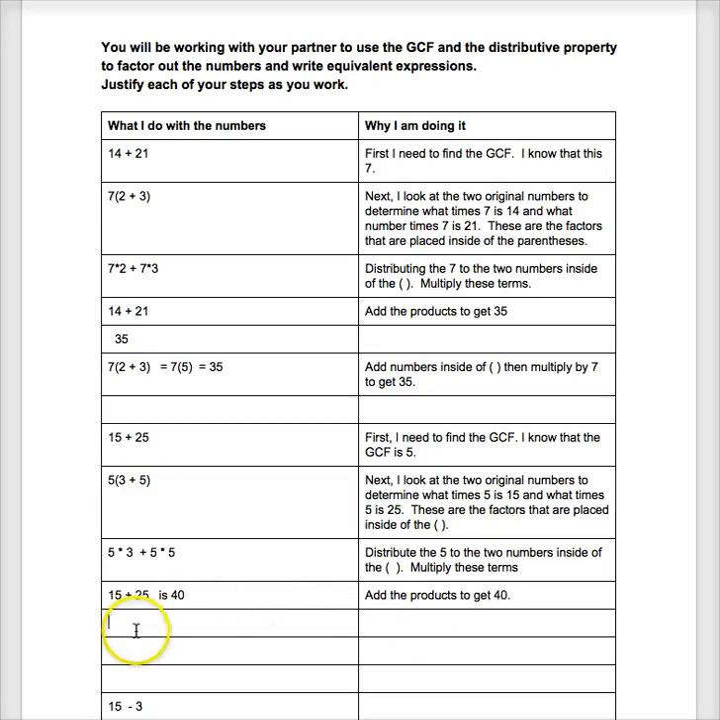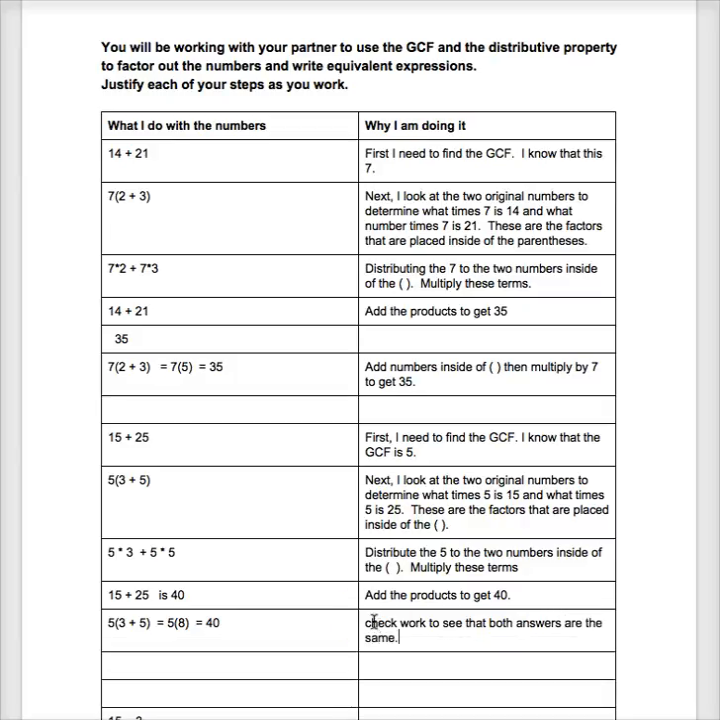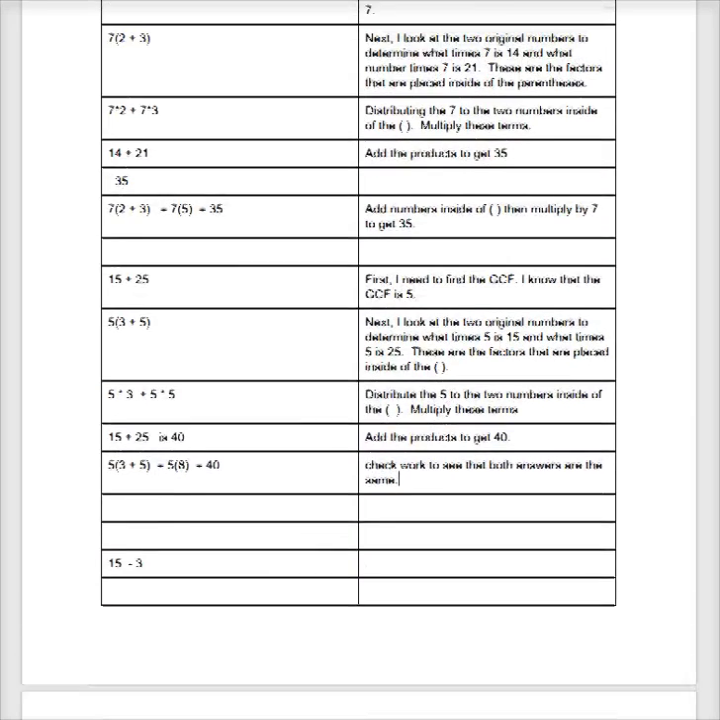Now, I'm going to come back to 5 parentheses 3 plus 5. Well, 3 plus 5 is 8. So that's going to be 5 times 8. 5 times 8 is 40. Okay. Check work to see that both answers are the same. And then you're just going to continue with this process through the rest of the examples that you have here, following the model that you see.